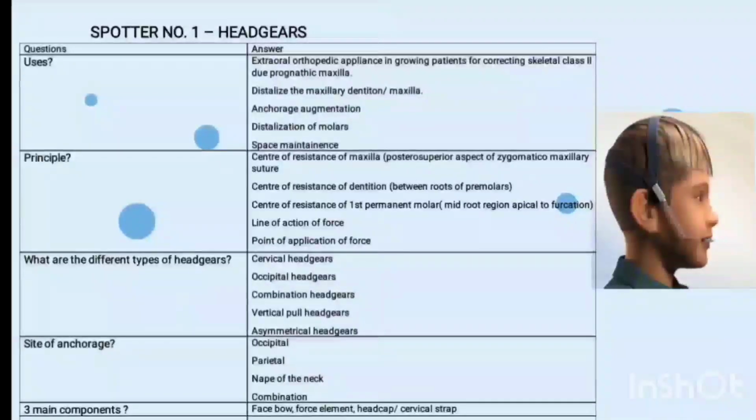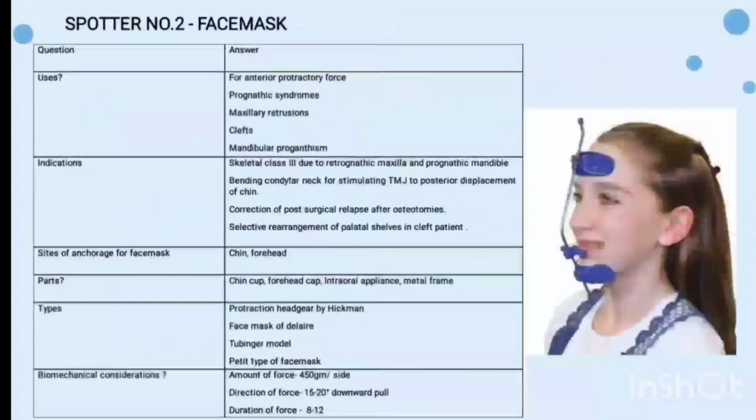What are the 3 main components of the headgears? They are face bow, force element, head cap or cervical strap. Now, the second spotter is face mask.